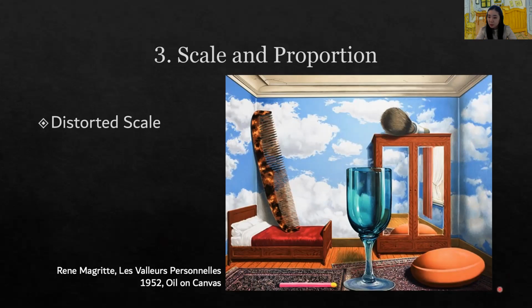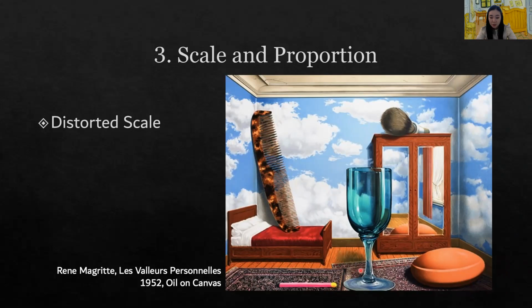Did you notice there is a special scale in this work of art? This painting feels unusual, right? Do you know why? Yes, because the comb is bigger than the bed. That's right. It looks like an unusual scale, not the normal scale. It's distorted.